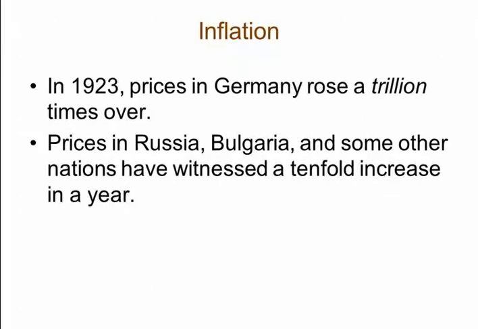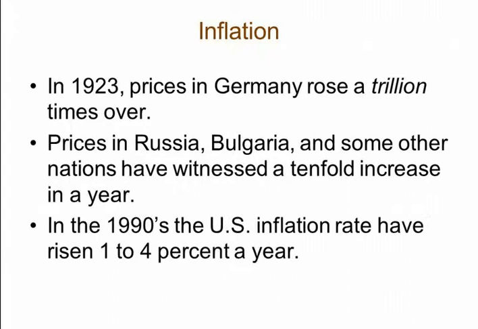Now, there have been other countries that have experienced hyperinflation: Russia, Bulgaria. Most recently, Zimbabwe has experienced hyperinflation. They've had an annual inflation rate somewhere in the area of 44 million% per year. Now, in the United States, inflation tends to rise within a range, somewhere between 1 and 4%, with some exceptions like in the 1970s. But that's basically the range that inflation fluctuates in the United States.